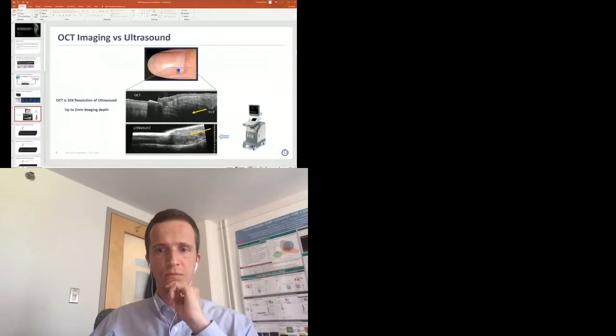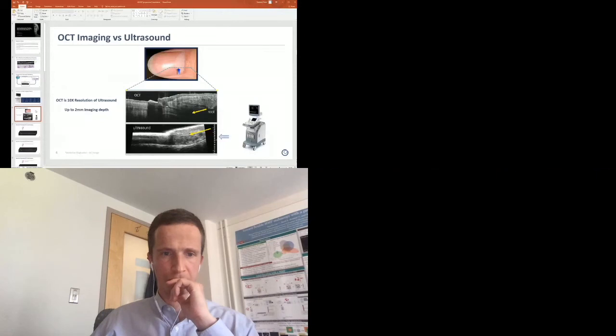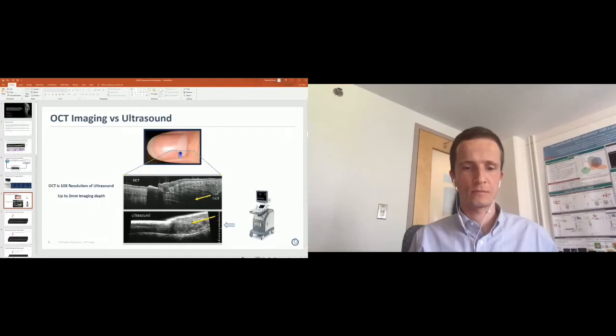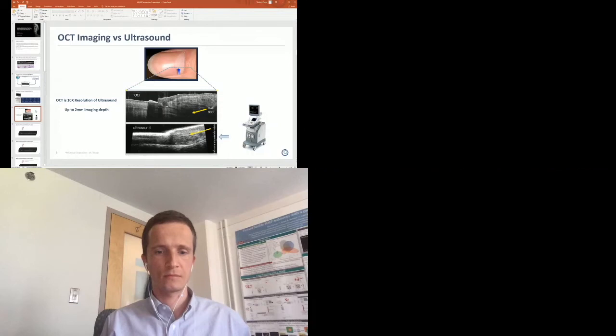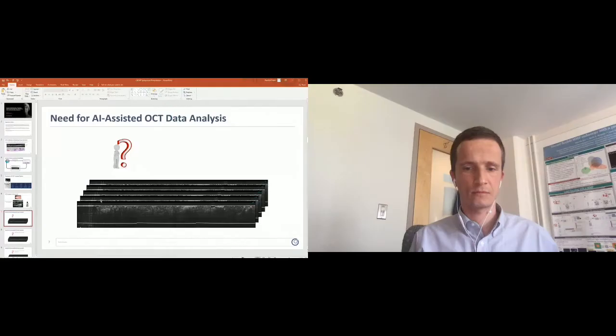So here you can see a comparison with ultrasound, which is also a mobile device, but OCT, of course, offers up to 10 times better resolution and up to 2 millimeter imaging depth, which is clinically relevant for surgical excision. So then, why do we need AI to process the data?